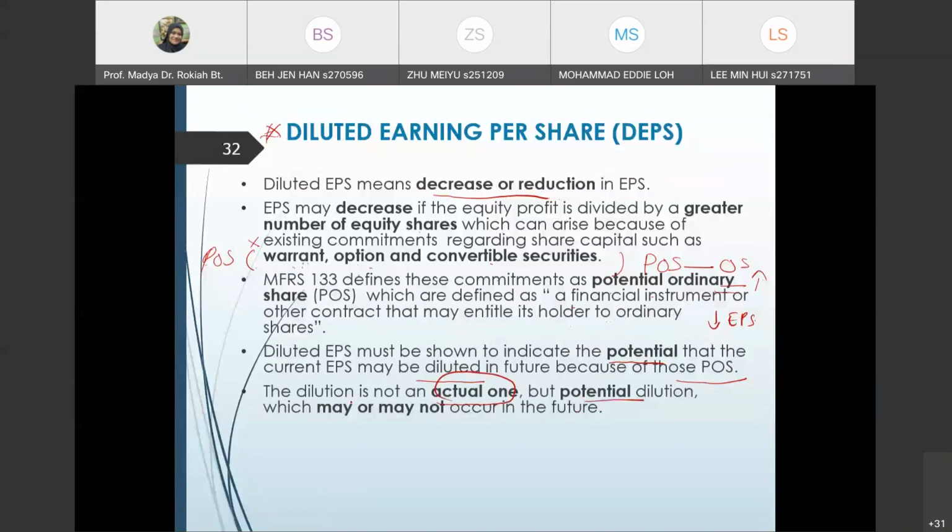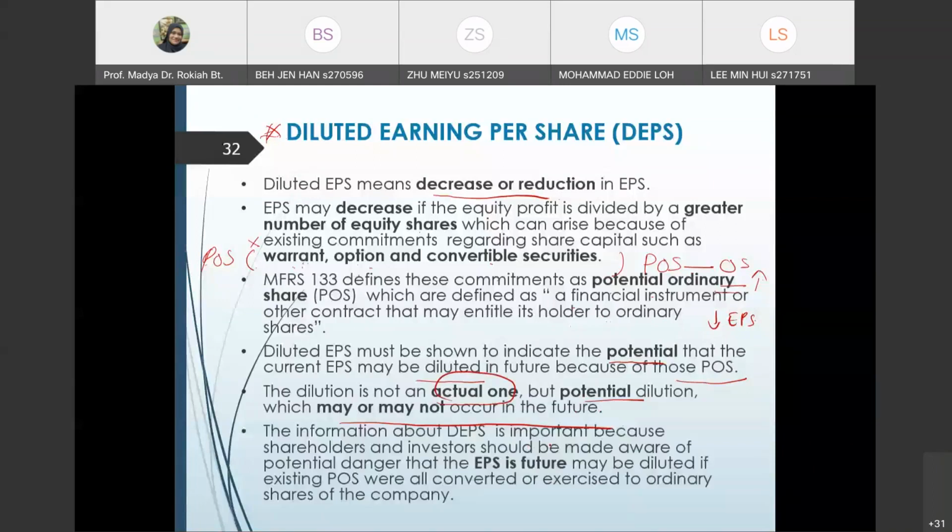The information about diluted earnings per share is important because shareholders and investors should be made aware of the potential danger that the EPS in future may be diluted. Diluted here means reduced if the existing POS are converted or exercised into ordinary shares. Once they convert their POS into ordinary shares, the EPS is going to be reduced. Okay, so proceed now with the next one.